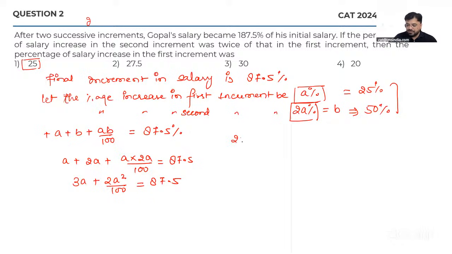So it will become 25 plus 50 plus 25 into 50 by 100, which on solving will become 87.5%, which means the first increment was 25%. Imagine if this value exceeds 87.5, that means my answer should be less than 25%.